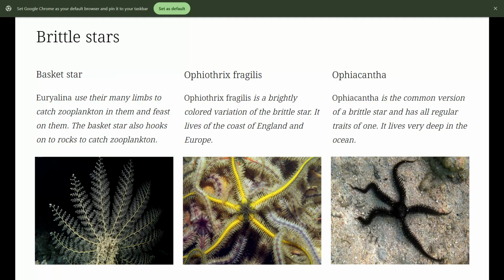It's one of the most common versions of brittle stars, one of the most traditional brittle stars you can find in the sea. It also lives very deep in the ocean, below the continental shelf, and its diet basically consists of just whatever it can find on the seafloor. It's usually carnivorous, eats whatever it can find, like some snails and mussels, similar to the starfish's diet.